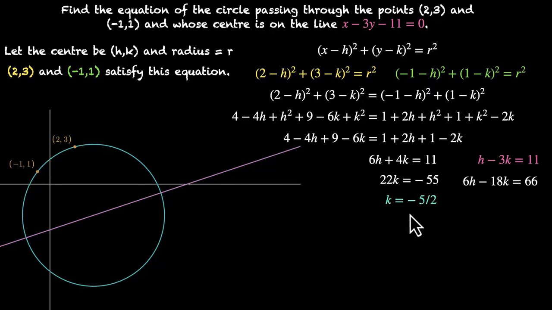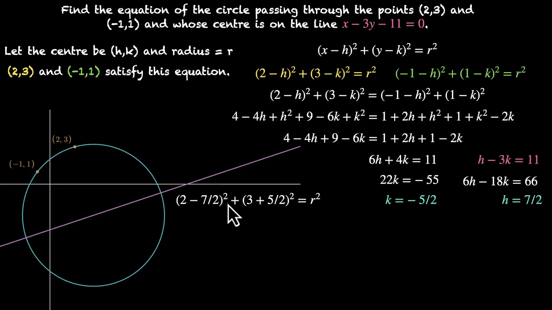We got the y coordinate. Plugging k as minus 2.5, this is 3 times 2.5, that's 7.5, minus minus plus. So h plus 7.5 is 11. So h is 3.5 or 7 by 2. h is 7 by 2, k is minus 5 by 2. We got the center. Plugging this in one of these equations, we can get the radius as well.